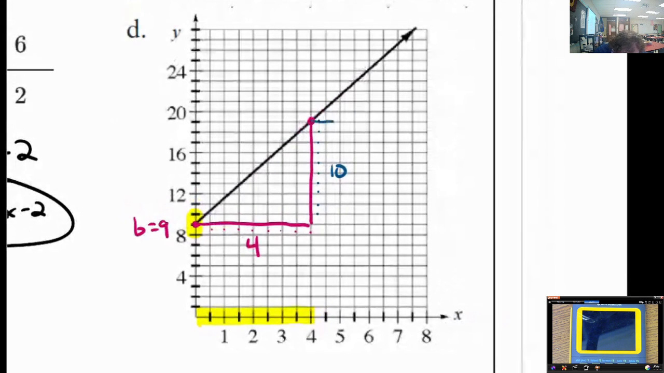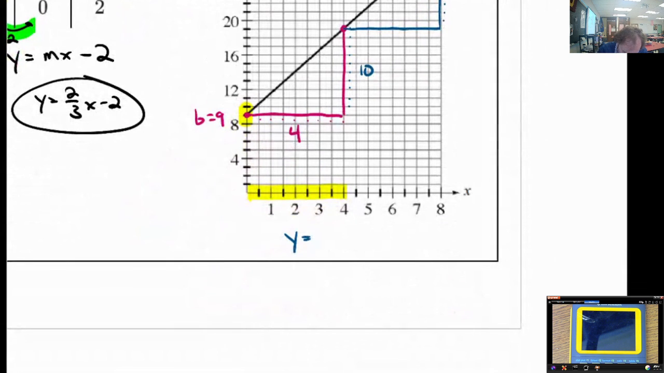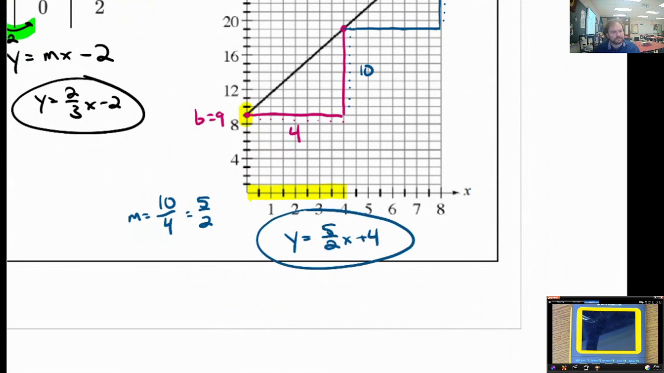So I go 1, 2, 3, 4, 5, 6, 7, 8. It's tough to see. I can't quite get it in there. But 1, 2, 3, 4, 5, 6, 7, 8, 9, 10. Yeah, I think that's it. 10 over 4. So the slope is 10 over 4, and I'm going to reduce that down to 5 over 2. So this is 5 over 2 times x plus 9. That is the mx plus b there.